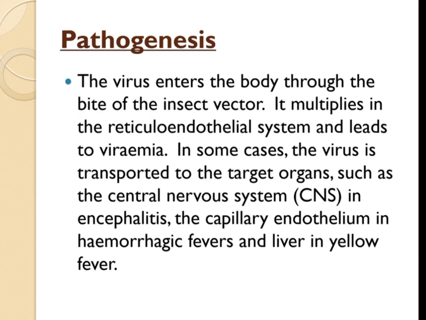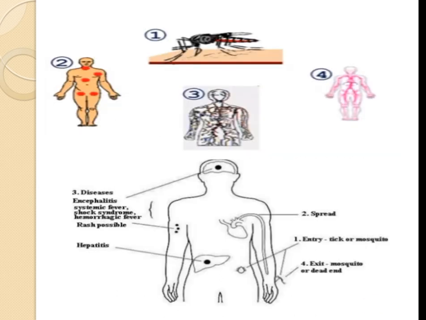Pathogenesis. The virus enters the body through the bite of the insect vector. It multiplies in the reticuloendothelial system, and leads to viremia. In some cases, the virus is transported to the target organs, such as the central nervous system in encephalitis, the capillary endothelium in hemorrhagic fevers, and liver in yellow fever. Virus enters through mosquito bite. Multiplies in reticuloendothelial system causing viremia. Transported to target organs which causes disease.